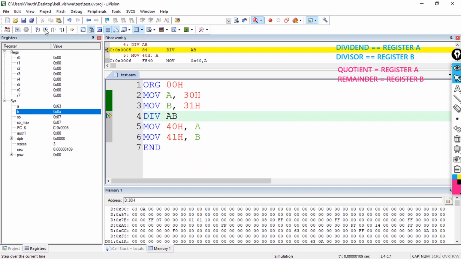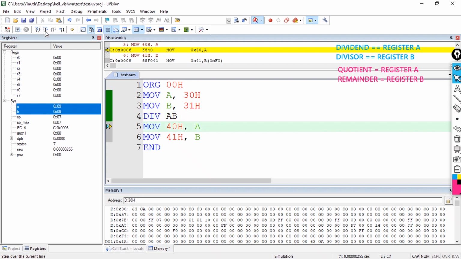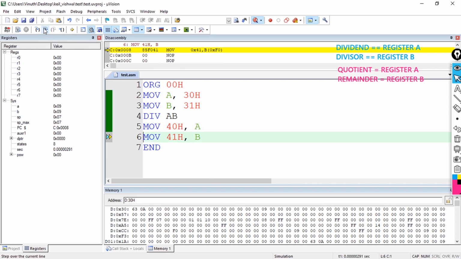Now after division, what should be the value? 99 divided by 10, the quotient is 9 and the remainder is 9, and these should be loaded into what? They should be loaded into 40 hexa and then 41 hexa. You can observe over here. Okay, since both are 9, let me take a different value over here.